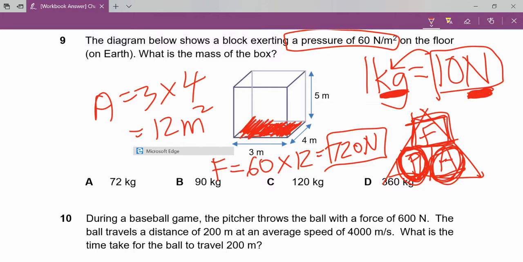And now I want to convert it to kg. I just need to divide by 10. So divide by 10, I will get A as the answer. So we have to do it step by step. We can't just find the answer straight away.